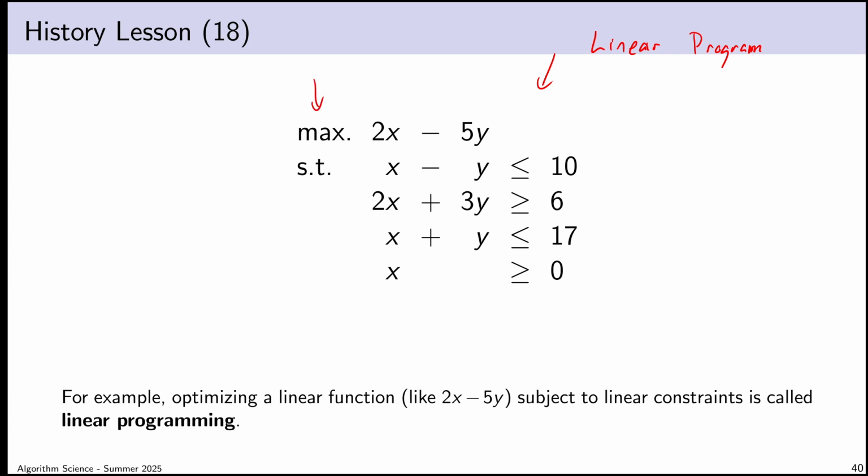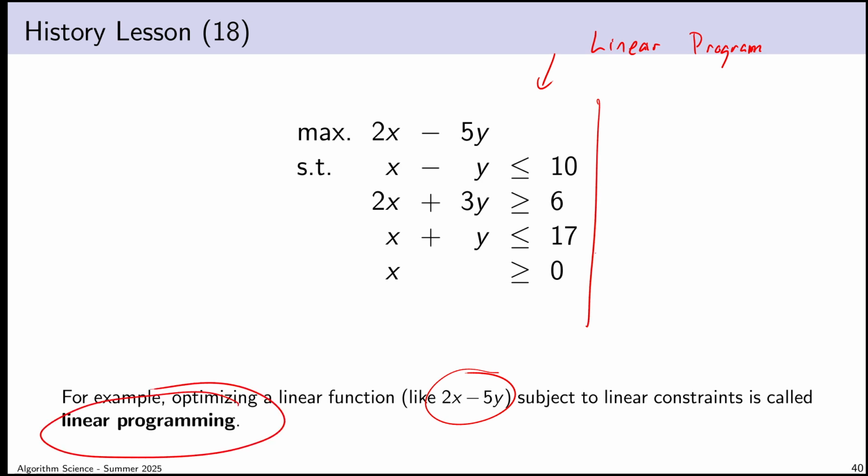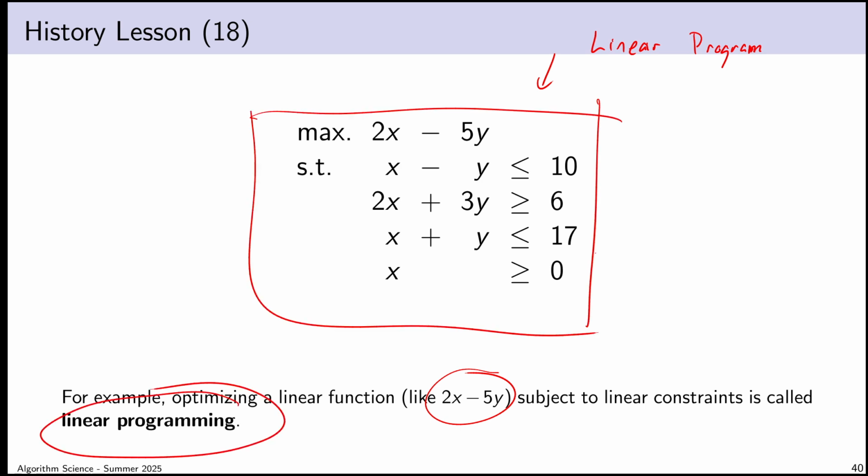I want to find the maximum value of that function subject to this sequence of constraints. So x minus y must be less than or equal to 10. 2x plus 3y must be greater than or equal to 6, x plus y must be less than or equal to 17, and x must be greater than or equal to 0. Notice that all of the functions on either side of the inequality signs are linear functions. The study of optimizing linear functions, like 2x minus 5y, subject to linear constraints, that is called linear programming. And this style of optimization problem is called a linear program.